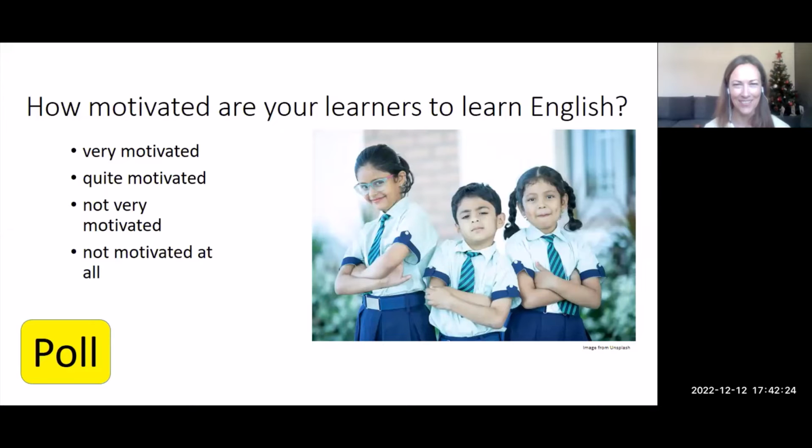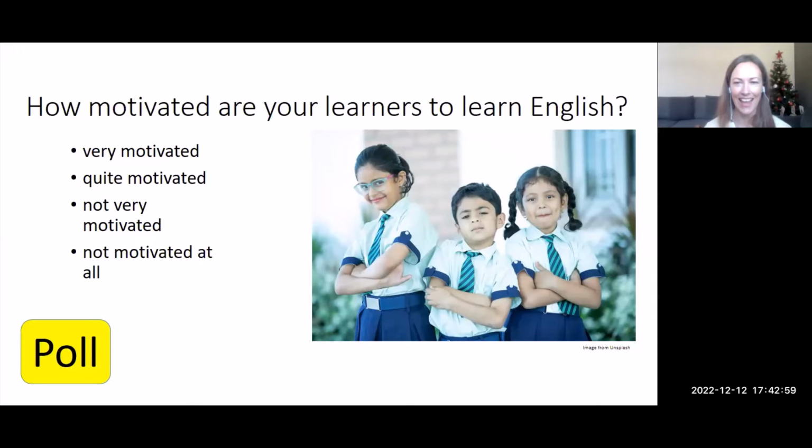Really interesting thing. My goodness, lots of people are voting. That's wonderful. So that's interesting. In the chat here, I can see most people are saying quite motivated. And I'll give you another couple of seconds, just if you haven't answered the poll yet. Almost everyone has, I think. Wow. Oh, it's almost split.